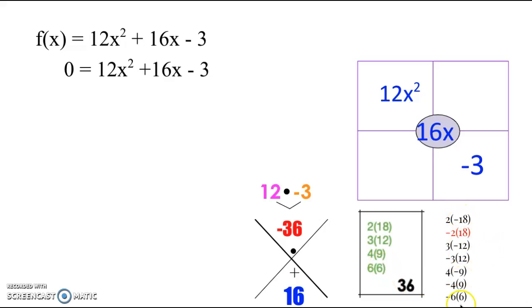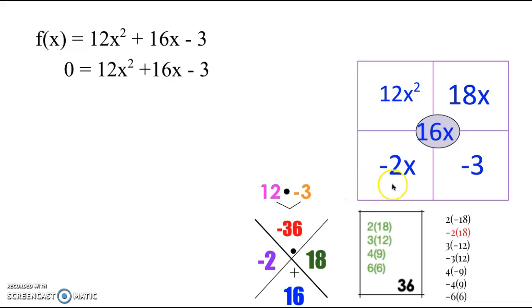So if we list out all the possible factors, we see those. The only two factors that also add up to positive 16 are negative 2 and positive 18. So we're going to write those in these boxes here. And it doesn't matter which way you go. And now this is where it gets kind of a little tricky.